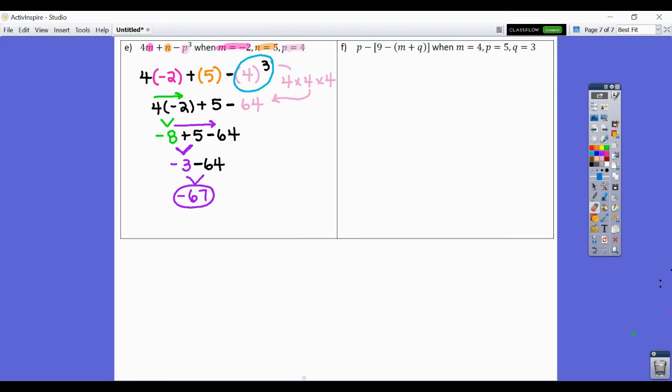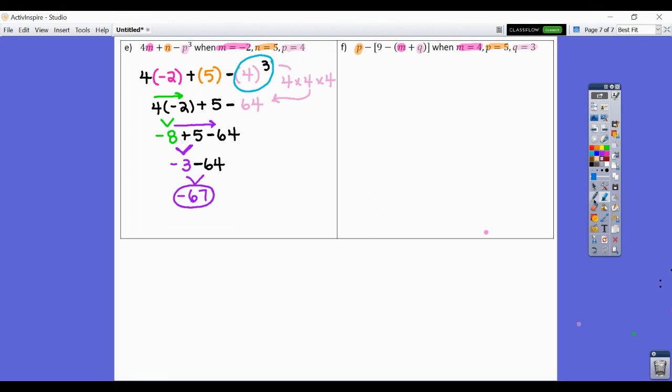In the next example, F here, we have P minus 9 that started in the parentheses. Then we subtract yet another parentheses of the sum of M plus Q, and that is our ending parentheses at the end. From here, we're going to evaluate it when M is 4, P is 5, and Q is 3. So let's highlight where those are. M is going to be replaced with a 4. P, every time I have it, is going to be replaced with a 5. And Q, every time I have it, is going to be replaced with a 3.